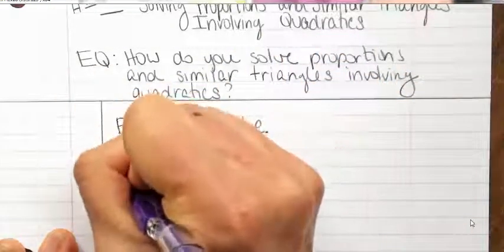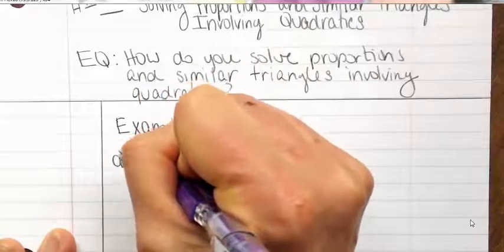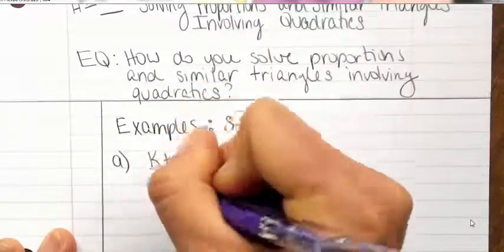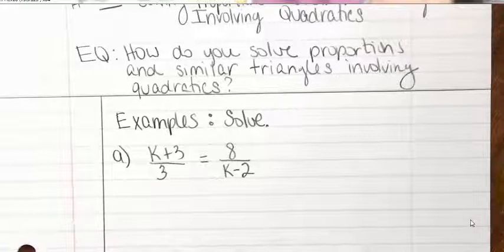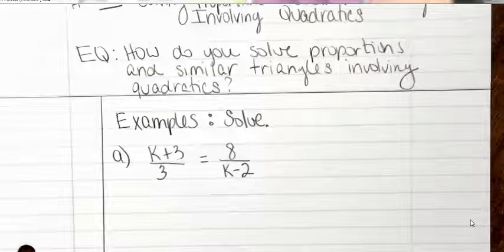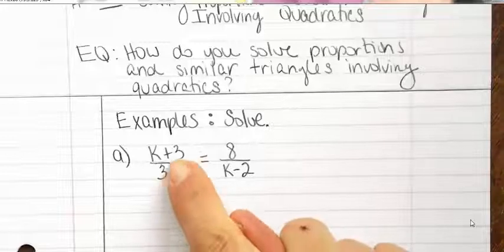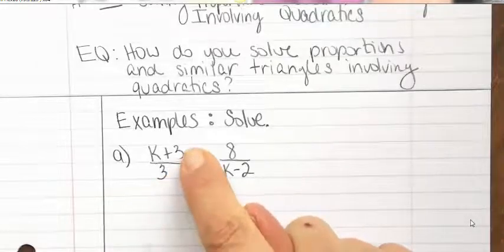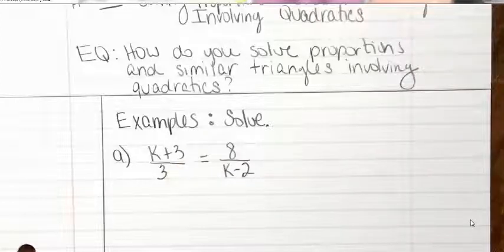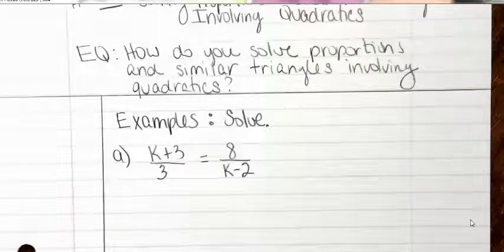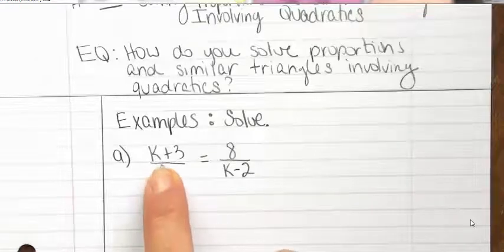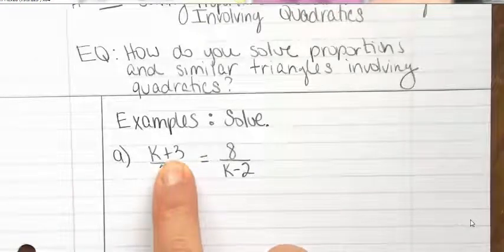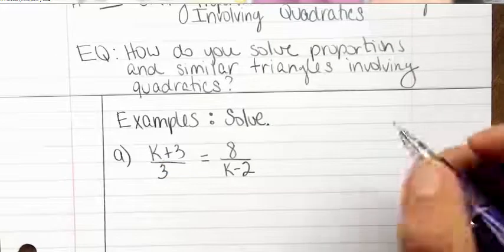All right, first one. I'm going to give you a proportion. k plus 3 over 3 equals 8 over k minus 2. Now, before we go any further, just a quick reminder. Things like this, these 3's, those cannot be reduced. The only way that you can divide top and bottom by the same number, like 3, would be if there was multiplication happening. So if this was 3k over 3, you could definitely reduce, because you could undo the multiplication of 3 by dividing top and bottom by 3.